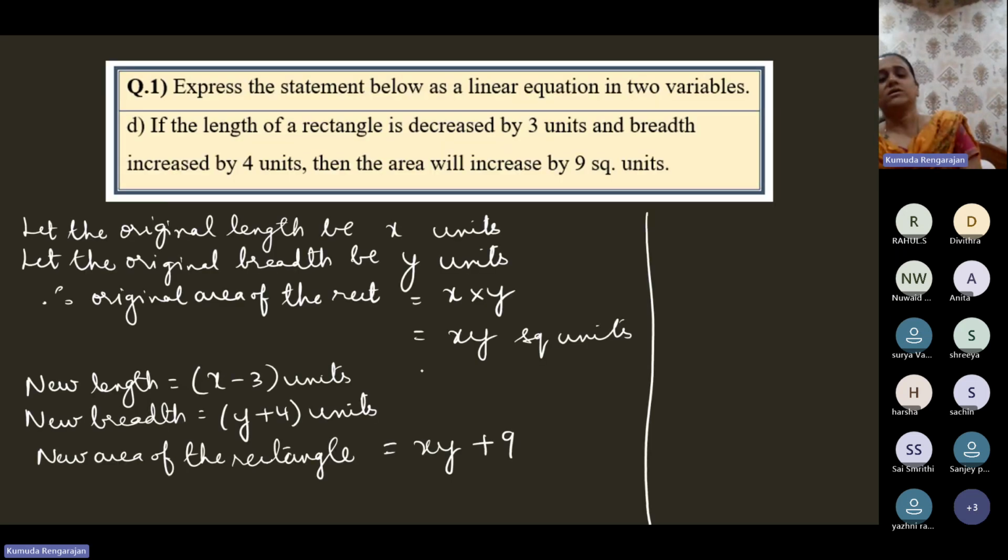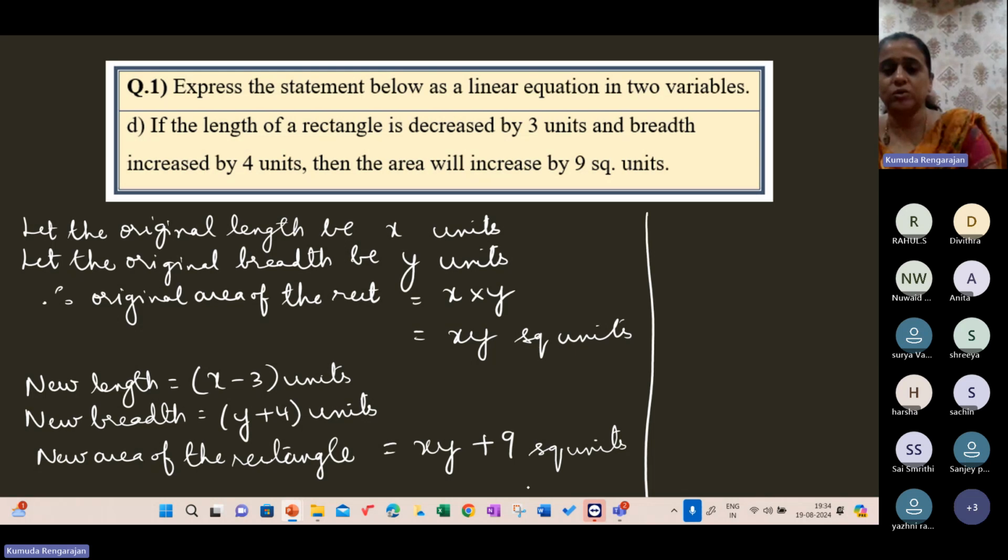Let's go back to this one. See, you need to assume the original length and breadth. So here I've called it X and Y. So if the length is X and breadth is Y, then the original area will be length into breadth, X into Y, XY square units. Now the length is decreased by 3, so the new length is X minus 3. And the breadth is increased by 4, so the new breadth is Y plus 4. Now the new area, it's given that the area will increase by 9 square units. So what is the original area? XY. So the new area will increase by 9 square units. So XY plus 9 square units is the new area.